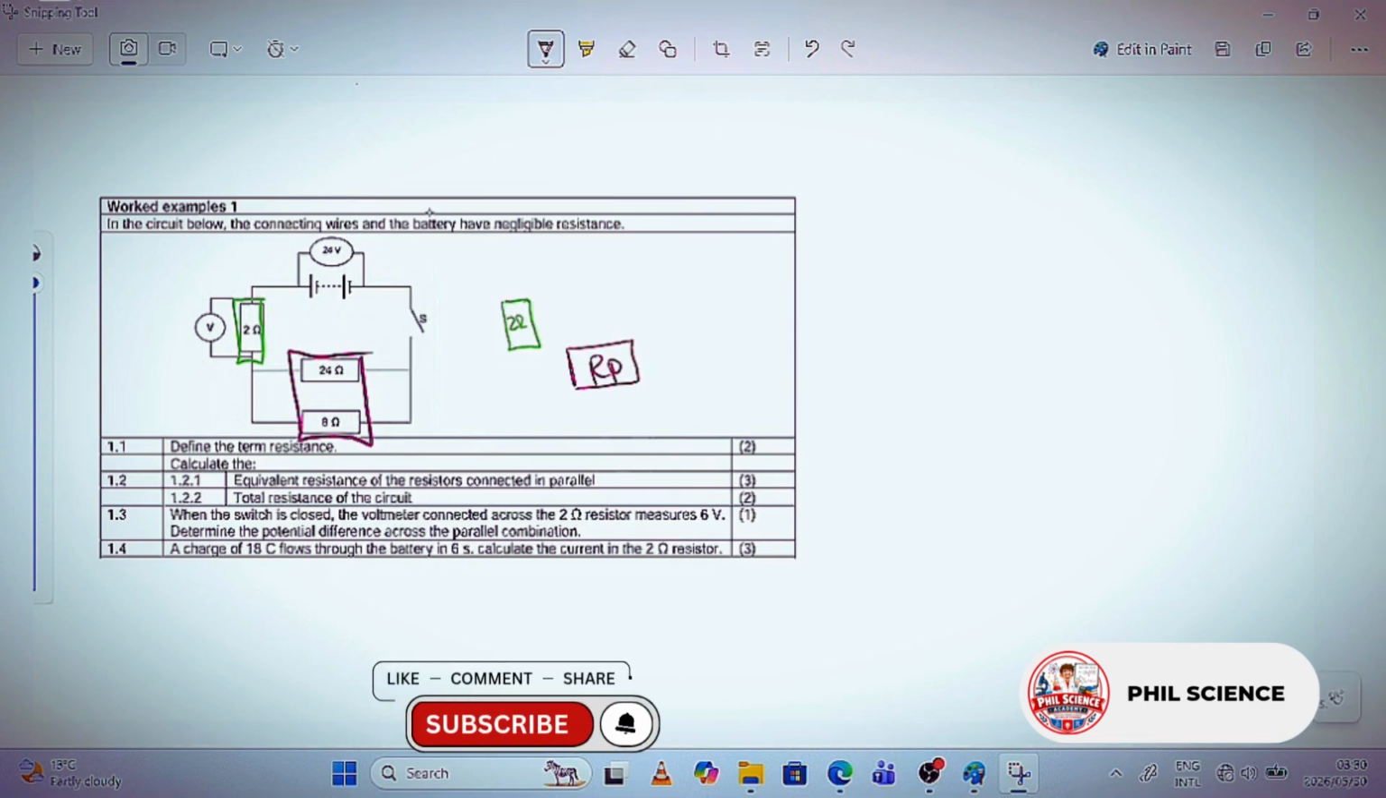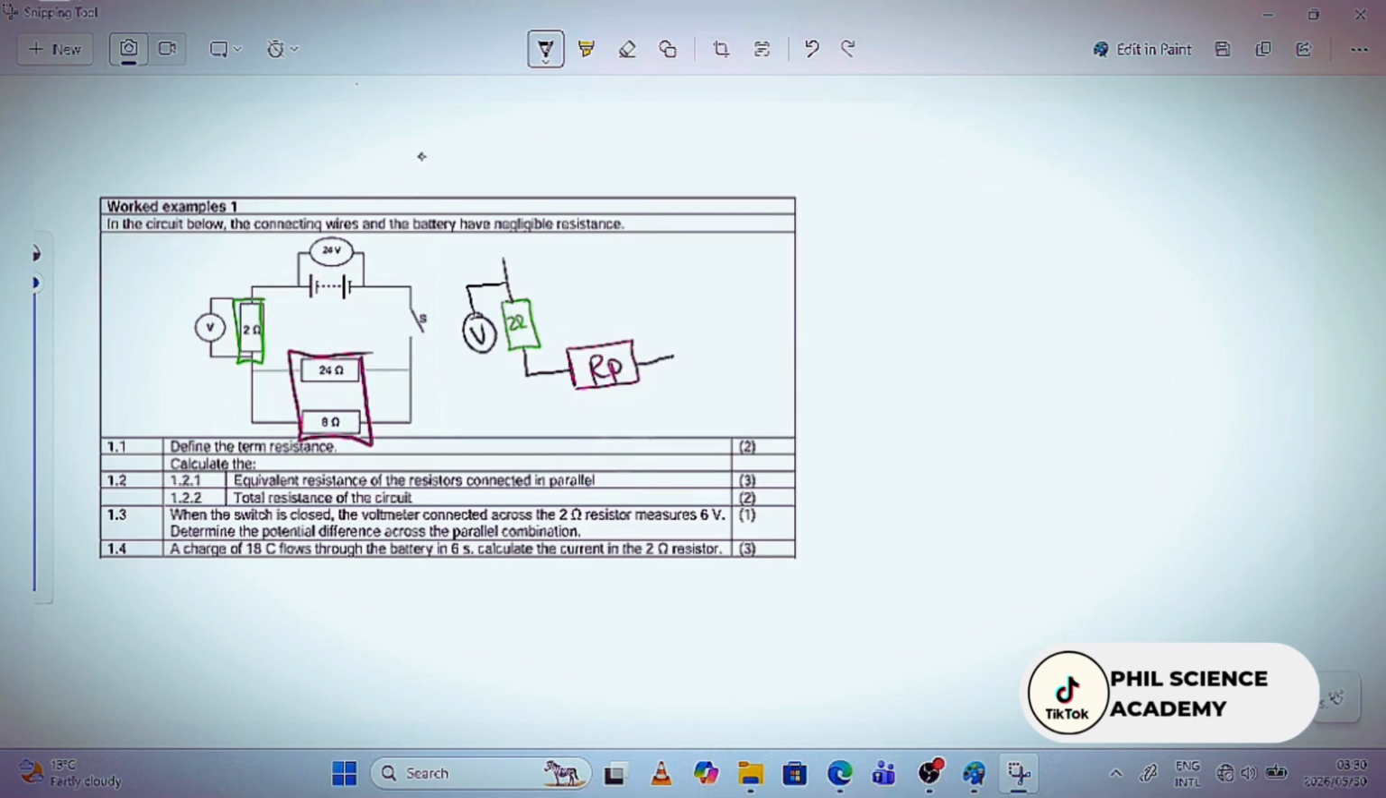And then I'm just going to draw something like this, and then like this. Then I'm going to include this voltmeter here, which is also going to be the voltmeter of the parallel resistors. And then I'm also going to put my switch and the battery here. Then I'm going to put my EMF, since this will be called EMF when the switch is open, and when the switch is closed, this 24 volts here is going to be called the terminal potential difference, V terminal. So that's the difference between the two.